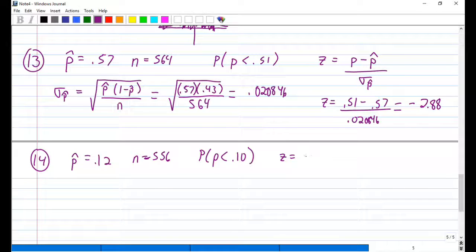So our z-score is going to be, well, before we can find our z-score, we have to find our sigma sub p hat.